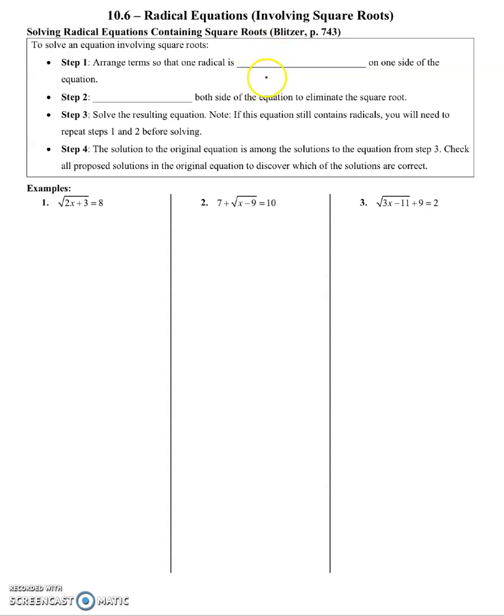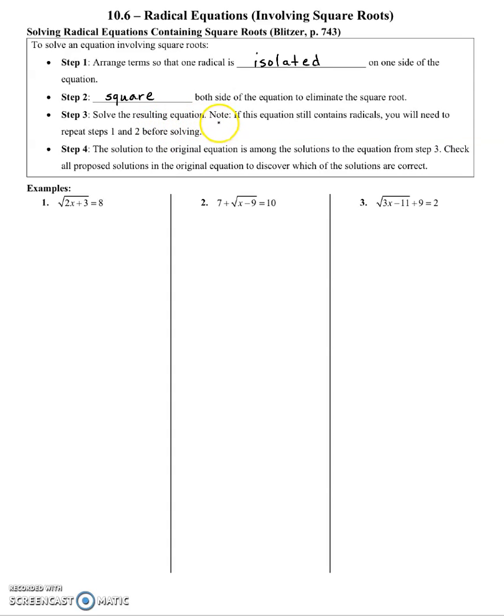So first, we need to arrange the terms in the equation so that one radical is isolated on one side of the equation, meaning that nothing but that radical is on one side of the equation. Then we square both sides of the equation to eliminate the square root. Then we solve the resulting equation.